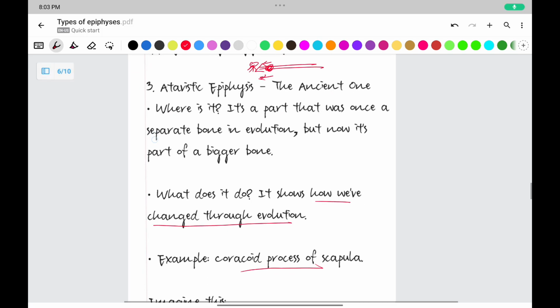This is the third one, which is known as the atavistic epiphysis.